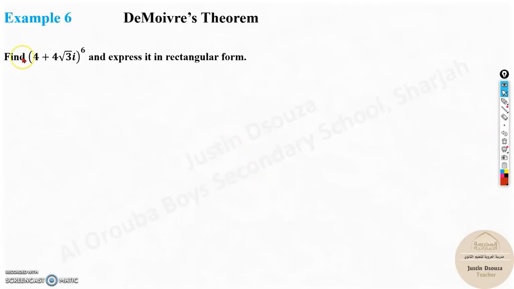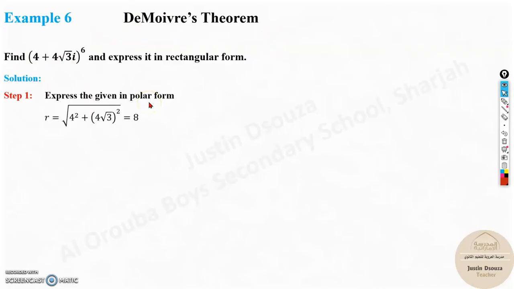Now we will see a problem. You need to find the sixth power of 4 plus 4 root 3 i. This is a complex number, but it's in rectangular form. You can see over here, there is no r, there is no theta. This is just a and b values. Now, what you need to do is convert this into a polar form, use the power, and then back to rectangular form again. Okay, let's do one by one. We cannot use DeMoivre's theorem for a rectangular form problem. So, express it in the polar form.